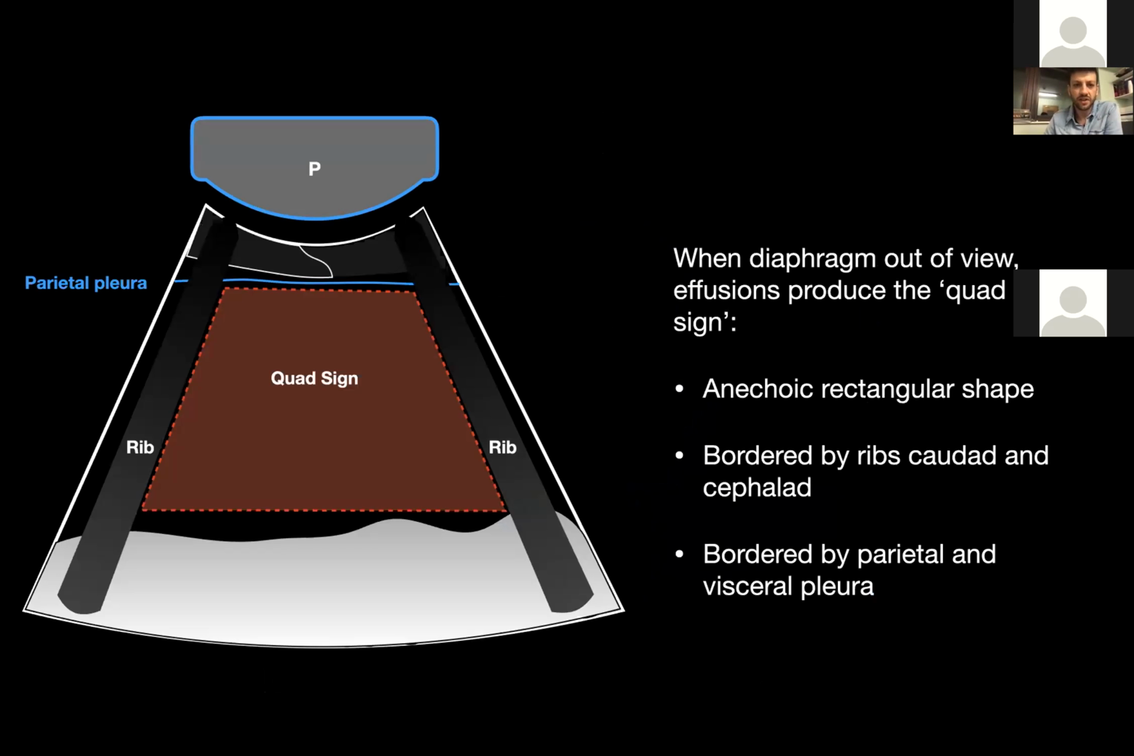One last thing to say about pleural effusions, just because you may see this term in the literature, so this quad sign, and that's essentially a quadrangle created by the two rib shadows, the parietal pleura and the visceral pleura.